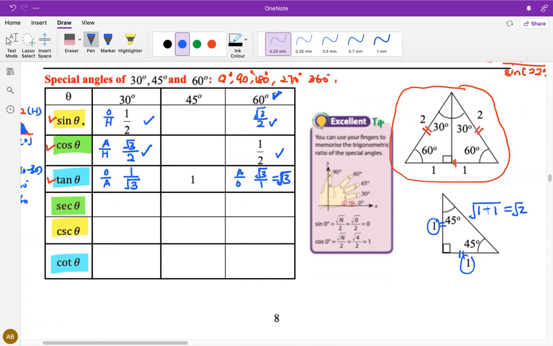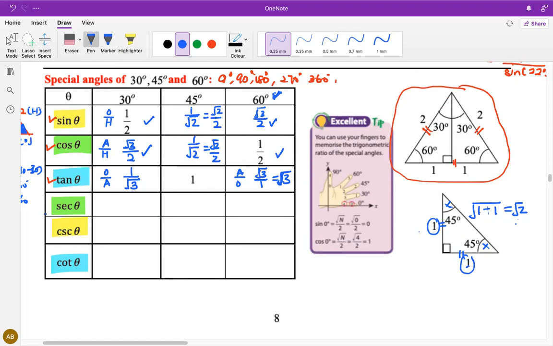So what is sine 45 then? You can use this angle or this angle, it is the same. That is opposite over hypotenuse, which is 1 over square root 2. Cos 45 is adjacent over hypotenuse, also 1 over square root 2. Sometimes if you use a calculator, you get square root 2 over 2.